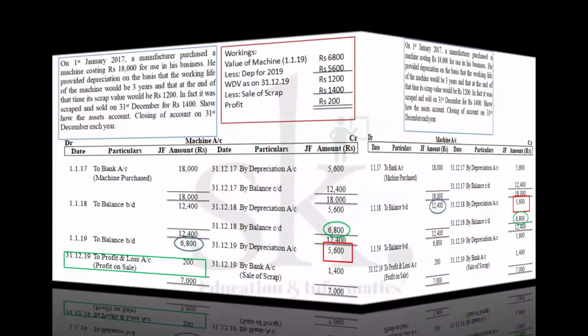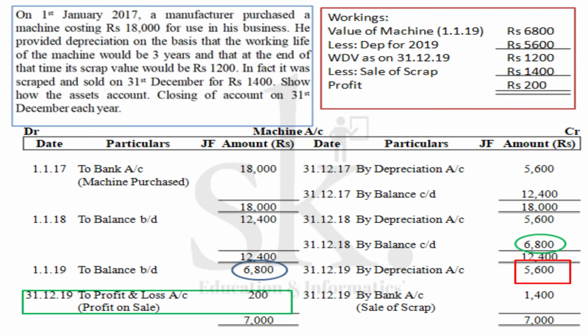Now in the third year, there has been a sale of an asset. First and foremost, we need to understand when this asset has been sold. This asset has been sold on the closing date, that is on 31st of December. It has been sold for rupees 1,400. Therefore, since the asset has been sold on 31st of December, we need to give depreciation for the full year from 1/1/2019 to 31/12/2019. Thereby, we have passed the entry by depreciation account 5,600.